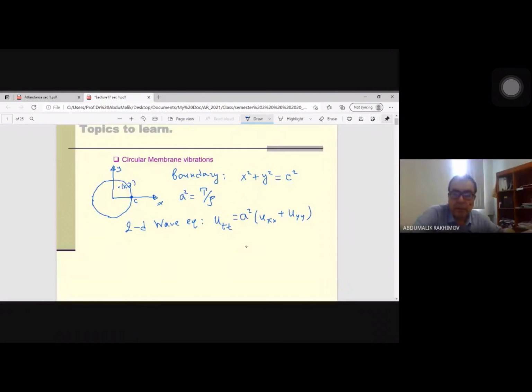So if you want to write the boundary condition, how do you write it? We write like this: u(x, y, t) equals 0 when x squared plus y squared is equal to c squared. This means the point x, y is on the boundary. What does it mean? The boundary is fixed at level 0, like we just have seen.